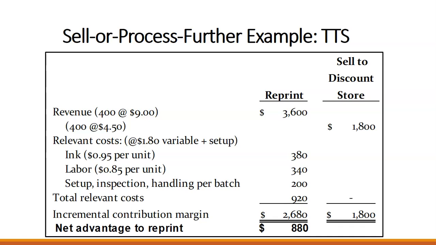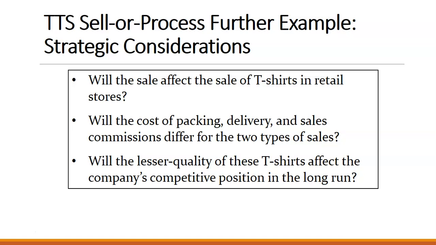We see that we'll actually make more money if we fix them and sell them at full price rather than if we sell them as is to a discount store. Any further things that we have to consider are, how does this affect the sale of t-shirts in retail stores? How does this affect our capacity? If we take the time to reprint 400 shirts, does that hurt anything else? Would the lesser quality of these t-shirts affect our competitive position in the long run? What is the cost of packing, delivering, and sales commission between the two types of sales, etc.?